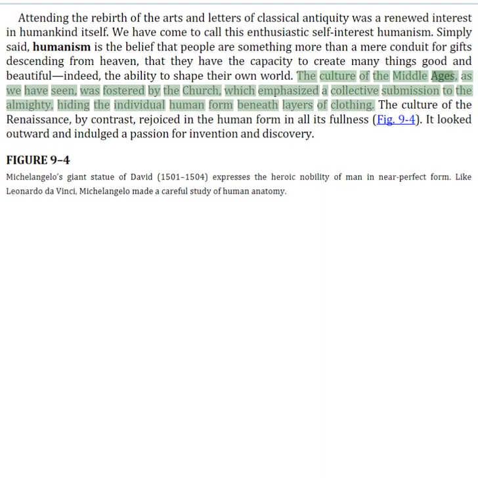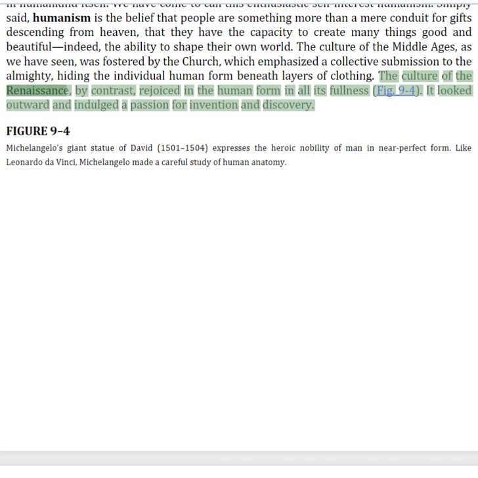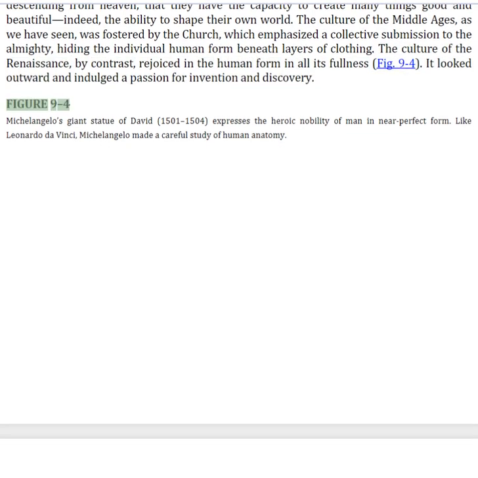The culture of the Middle Ages, as we have seen, was fostered by the Church, which emphasized a collective submission to the Almighty, hiding the individual human form beneath layers of clothing. The culture of the Renaissance, by contrast, rejoiced in the human form in all its fullness. It looked outward and indulged a passion for invention and discovery.